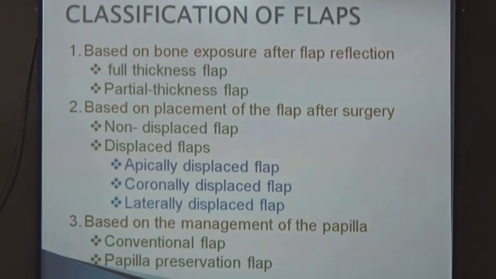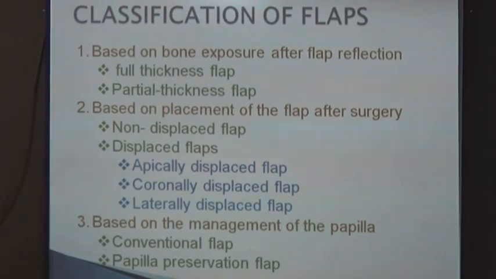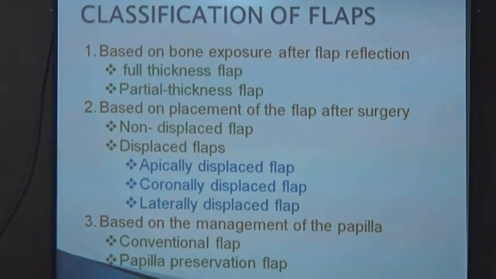These are the classifications of the flap. Based on the bone exposure after the flap reflection, it is full thickness or partial thickness. Full thickness is otherwise known as mucoperiosteal flap. Based on the placement, it is non-displaced or displaced. Displaced can be apically displaced, coronally displaced and laterally displaced. Apically displaced is done when there is a need to increase the attached gingiva. Coronally displaced is done when there is multiple recession.